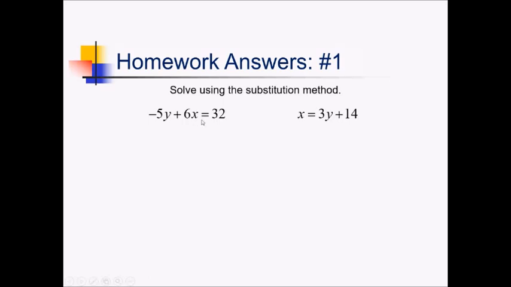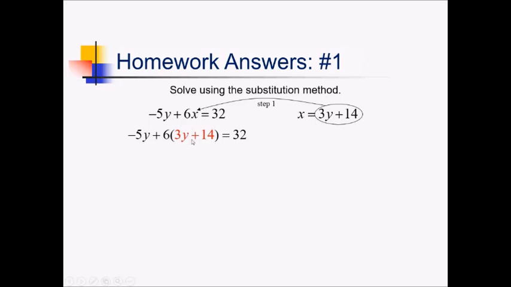I would like to replace this x right here with 3y plus 14. I mean, I wouldn't really like to do it, but it's going to help me because then I'll only have y's in this equation and I can actually solve it. So I can rewrite this as negative 5y plus 6 times, now we have to make that substitution, parentheses 3y plus 14. All of that equals 32. And let's just simplify this and solve the equation now.